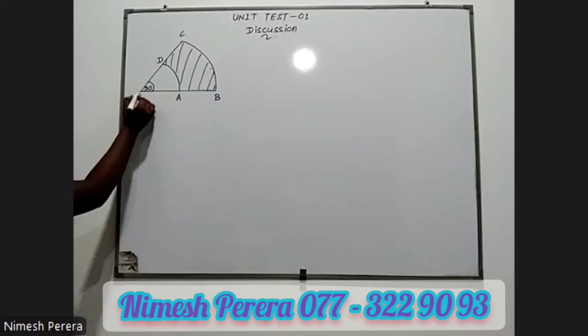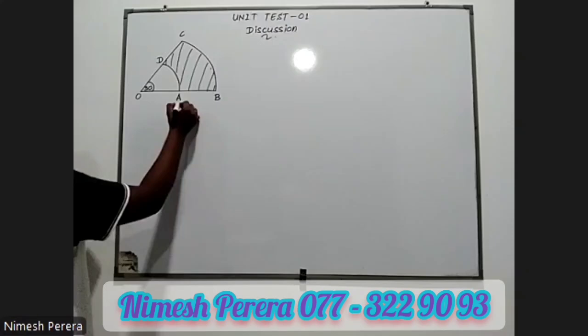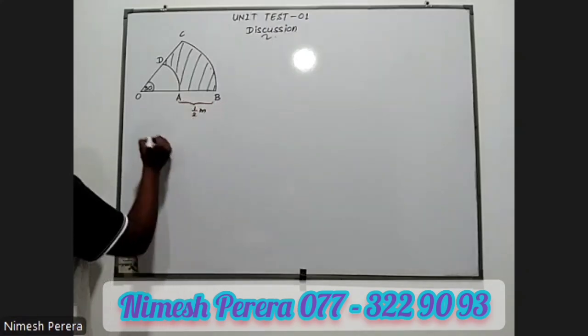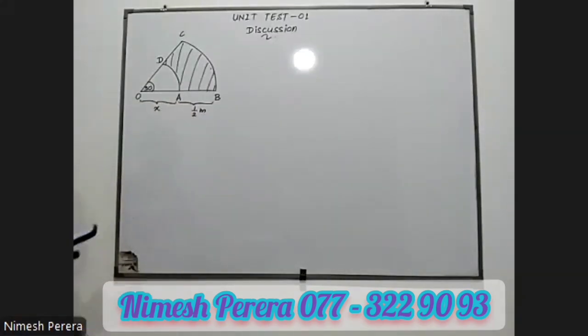Concentric means once again having the same center. Both sectors have the same center O. Then AB is given as half. This is half meters. This is what we want to find. I will take that as X. I will take OA as X.